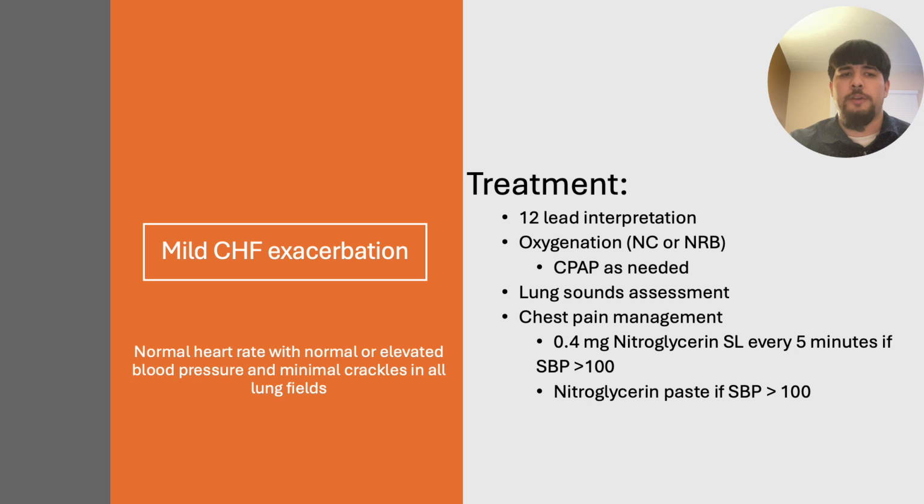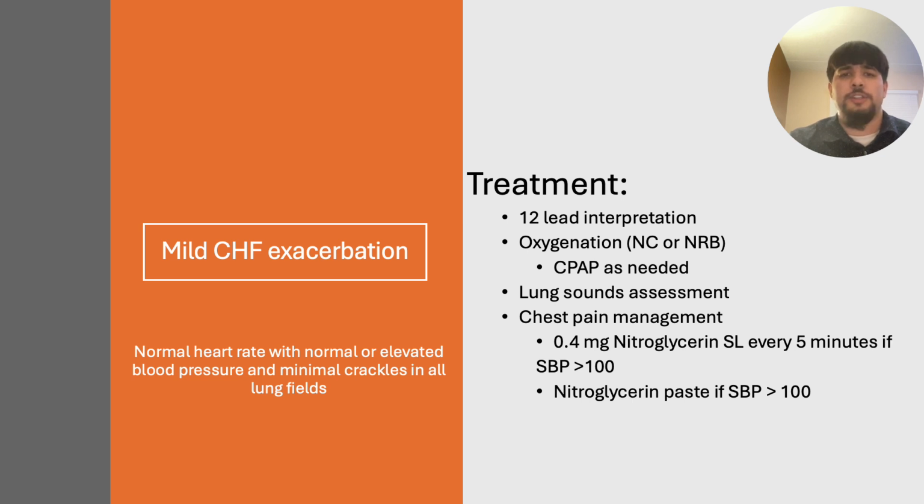So now we're going to be talking about the mild CHF exacerbation. We're going to be going off of the NC-OEMS state protocol. So mild CHF exacerbation is stated as a normal heart rate, the normal or elevated blood pressure. You can also have some minimal crackles in all lung fields. So treatment for mild CHF exacerbation for any cardiac patient with chest pain or anything cardiac related, you want to go ahead and do a 12 lead and interpret that 12 lead as well to make sure they're not having a STEMI or other myocardial infarction.